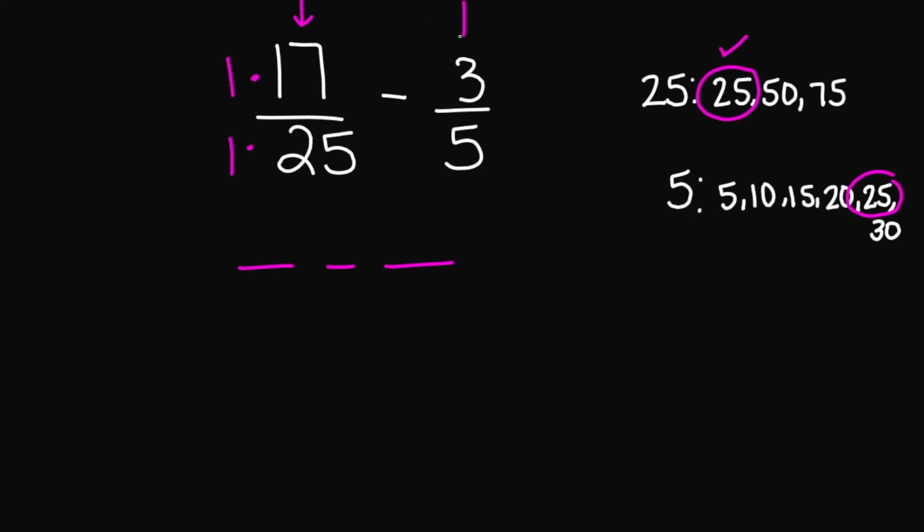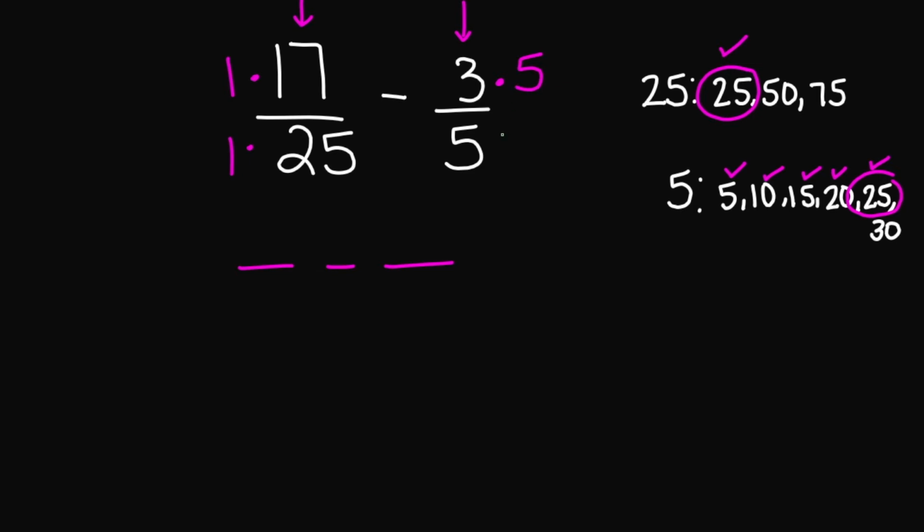And let's look over here, 3 over 5. What number do I need to multiply my 5 with that's going to give me 25 in the denominator? That's going to be 1, 2, 3, 4, 5. 5 times 5 is going to give me 25 in my denominator.